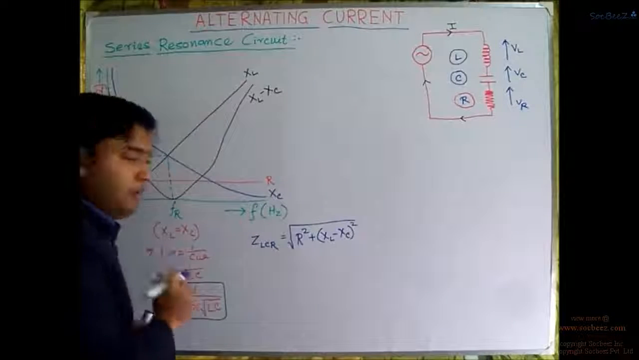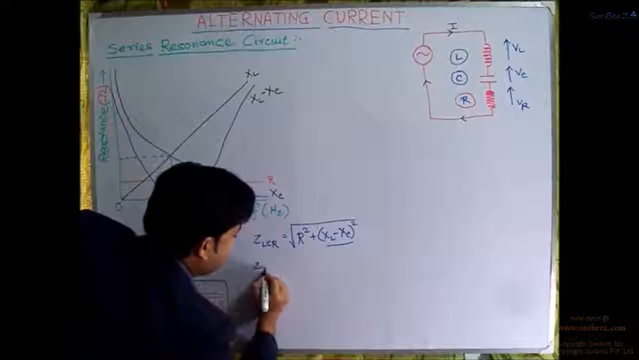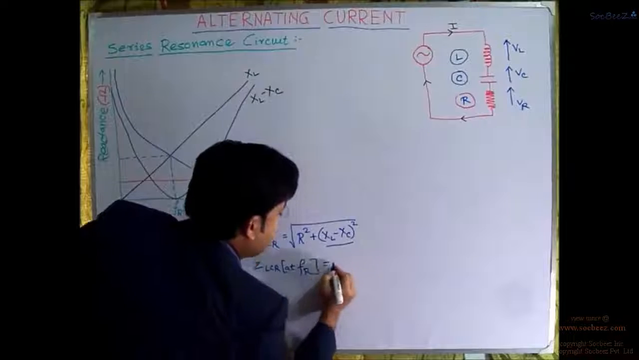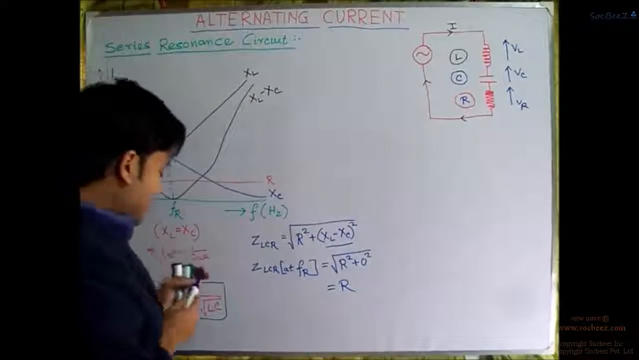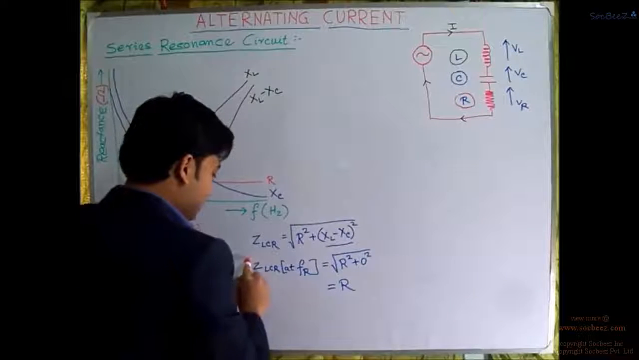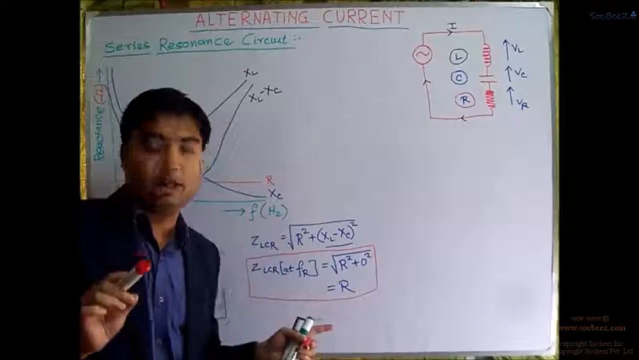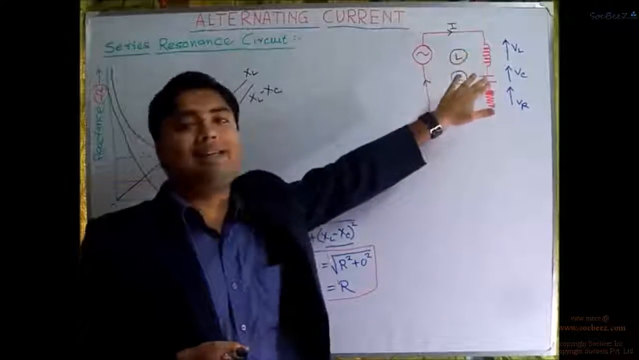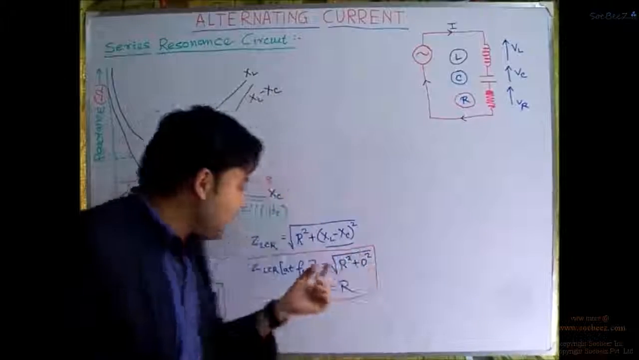At this particular point, we did find out that XL minus XC is equal to 0, which means at this particular point, ZLCR at Fr, we could write as under root of R square plus 0 square, which will be simply equal to R. Which means that the impedance of this LCR circuit at this particular frequency, which is also known as Fr, or the resonant frequency, the Z is simply equal to R, which means that actually the L and C are not opposing this current, right? Otherwise the value would have been greater than R.